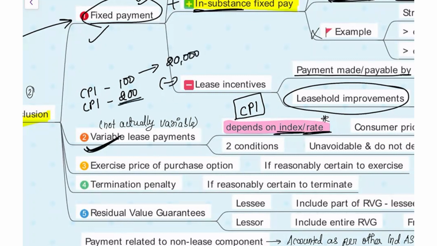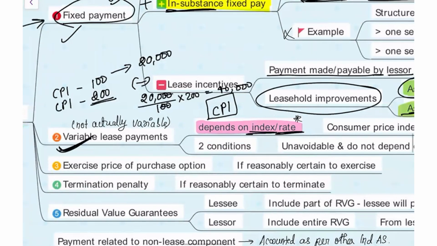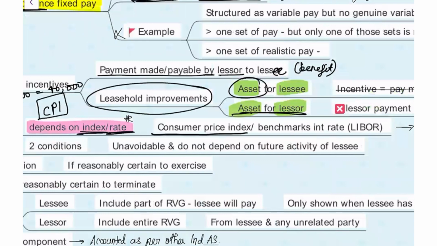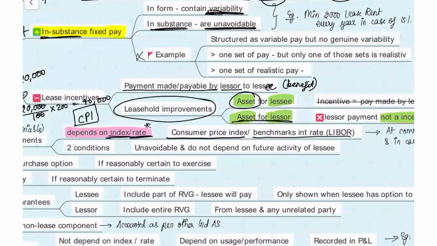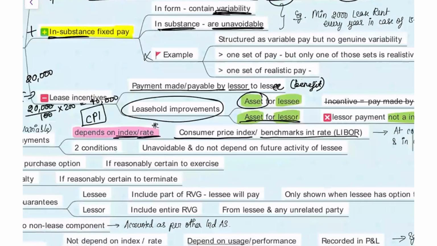Now when the CPI has become 200, your lease payment will also change. It will be 20,000 divided by 100 into 200. Okay, so your lease payment here will become 40,000. So your lease payment will also get increased. So depending on an index or rate, your lease payment in the future will decrease or increase. Okay, so it can either be a consumer price index or something like an interest rate. Depending on those rates or indexes, your lease payments will change. So this is known as your variable lease payments.